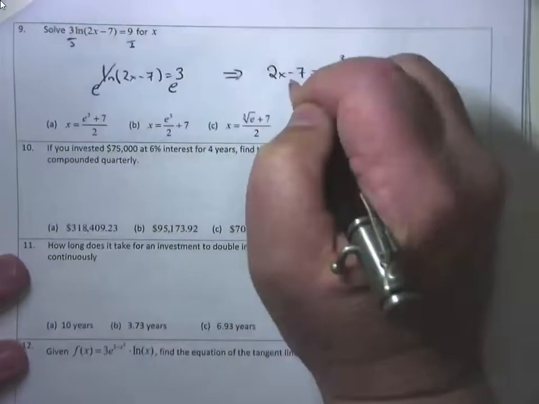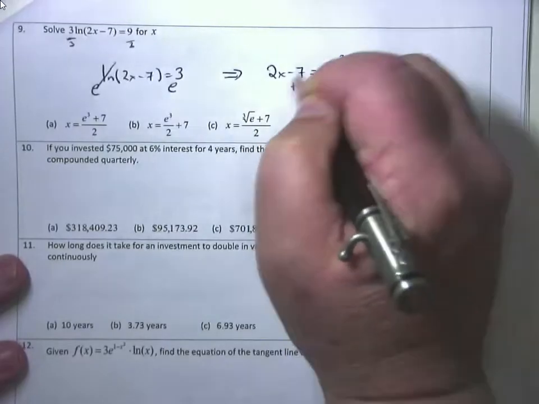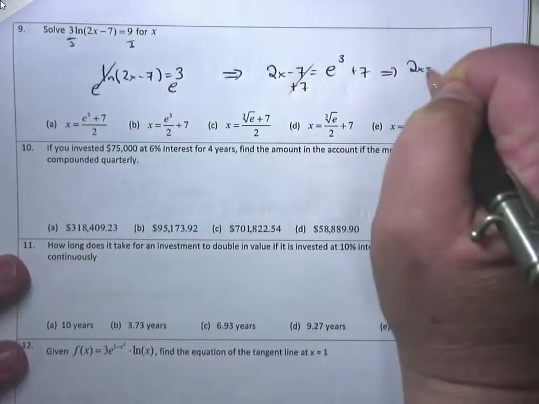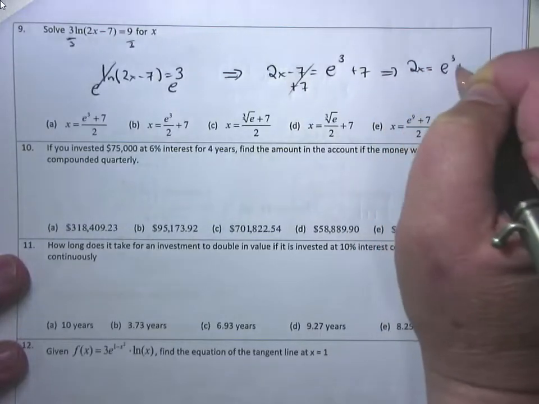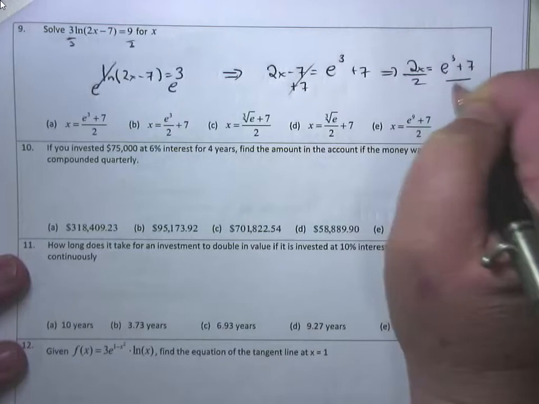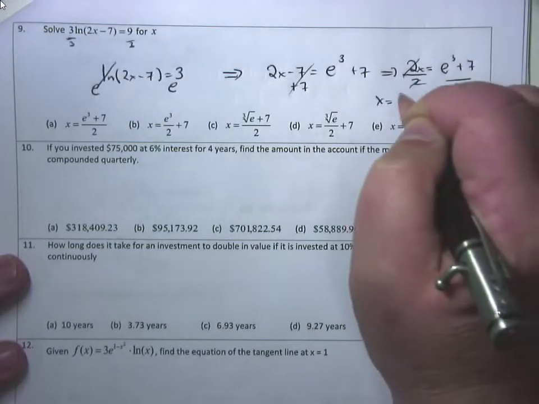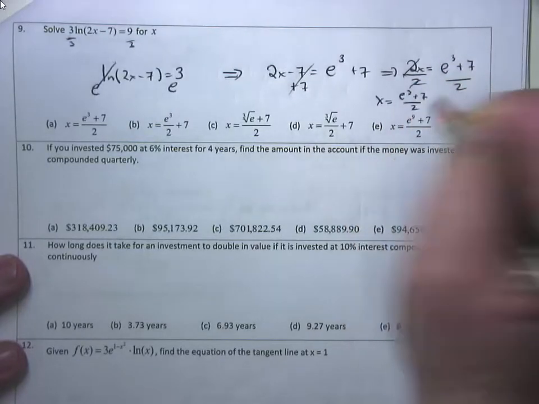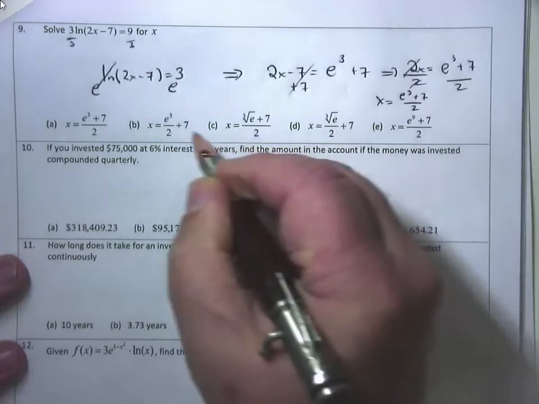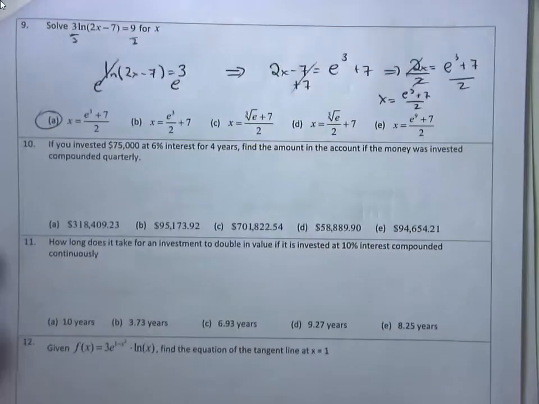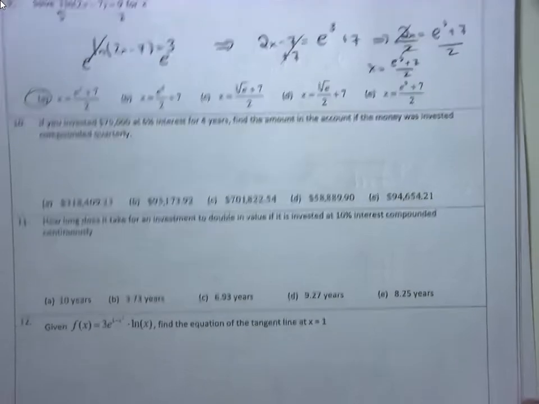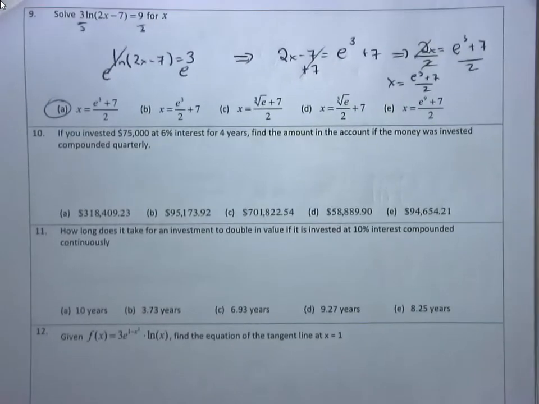Solve for x. I'm going to add 7. That gives me 2x is equal to e cubed plus 7. Then divide both sides by 2, and I get x equals (e cubed plus 7) divided by 2. Does that make sense?